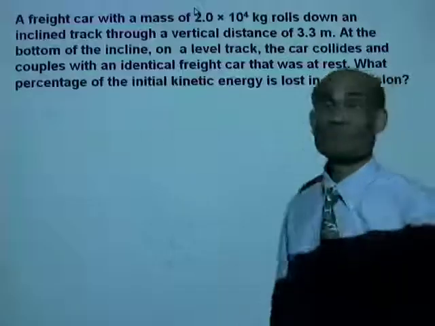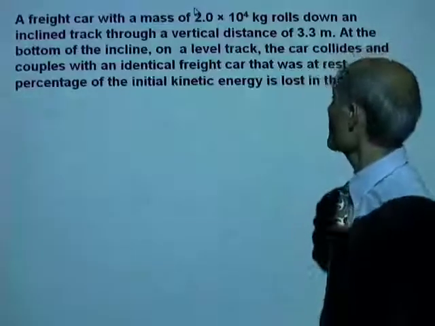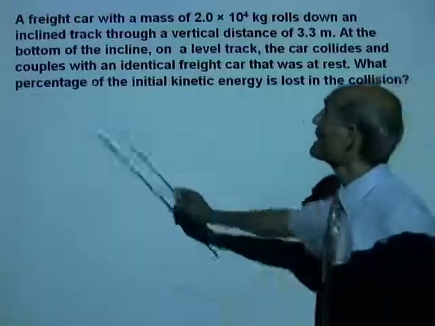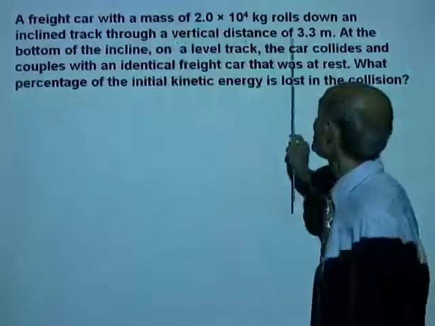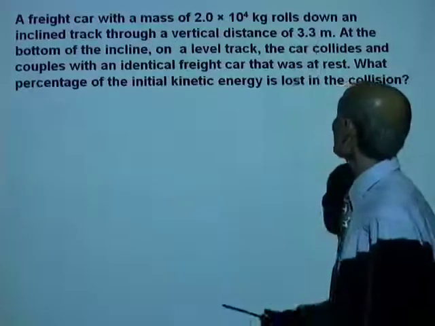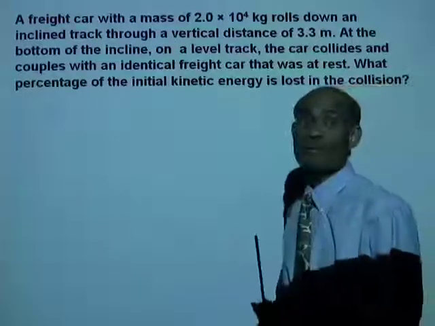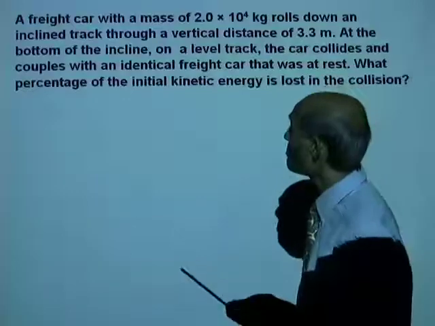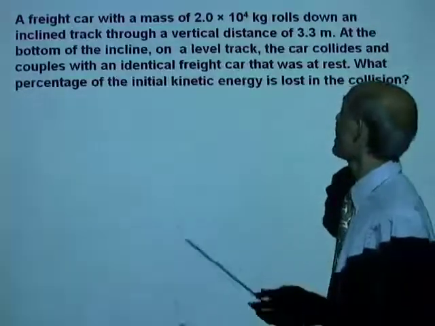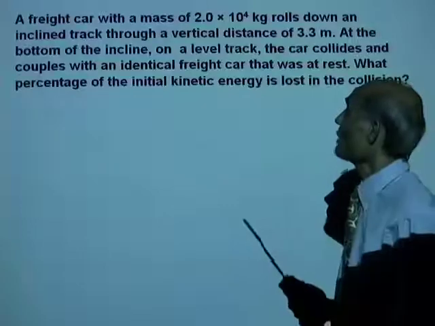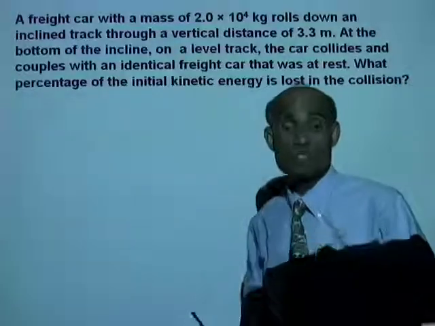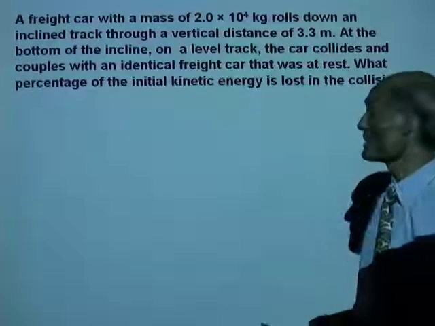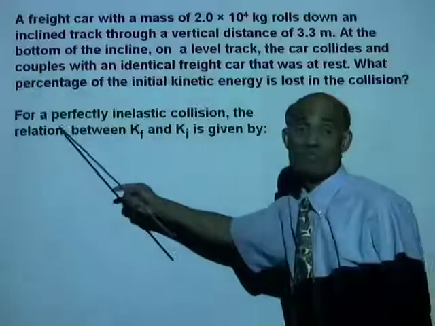Okay, let's do a problem. A freight car with a mass of 2 times 10 to the 4 kilograms rolls down an inclined track through a vertical distance of 3.3 meters. At the bottom of the incline, on a level track, the car collides and couples with an identical freight car that was at rest. What percentage of the initial kinetic energy is lost as a result of the collision? Alright, let's picture that problem.